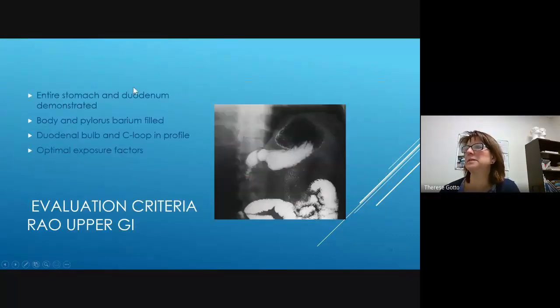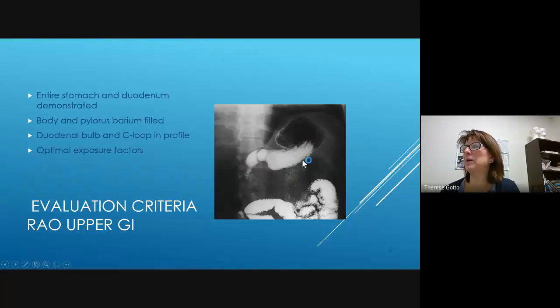This is going to demonstrate the entire stomach and your duodenum. Your body and the pylorus should be filled with barium. Your duodenal bulb and the C loop of your duodenum should be in profile. Now this is hard to see. It all depends on body habitus and patient angles and things like that, but this is ideal if you can see that. There's air in the fundus here and barium in the body.